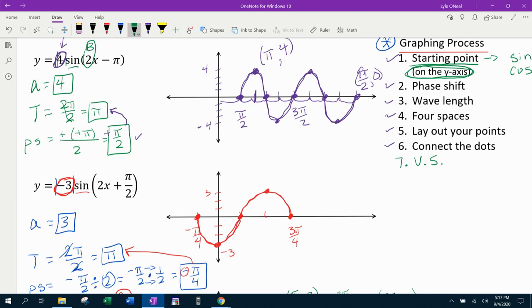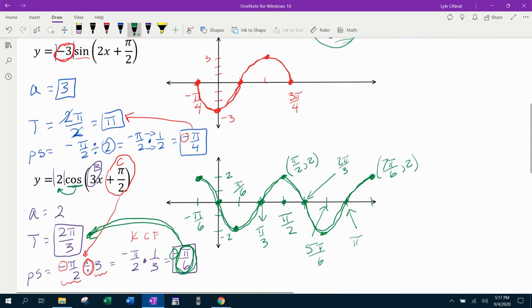Whoops, my bad. Not step number 7. That almost was bad. Almost had to redo the whole video just for that, okay? Lay out your points. Let's call it step number 5.5, vertical shift, okay? Once you lay out your points, you would then vertical shift them before you connect the dots, okay?